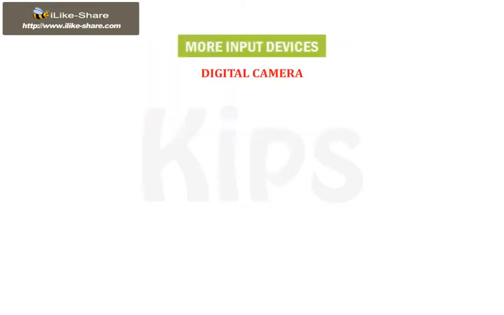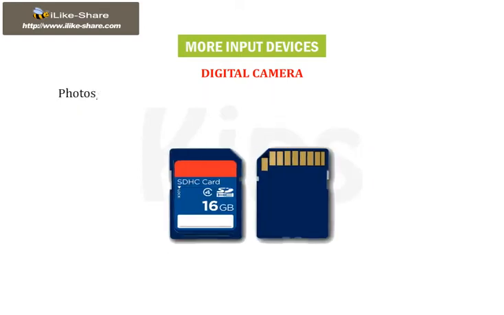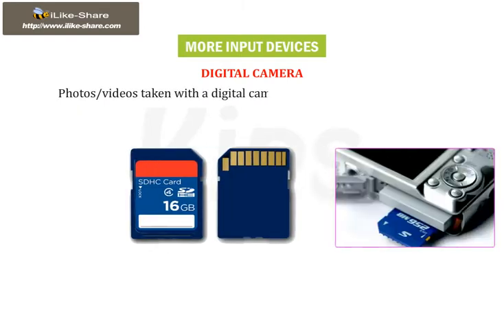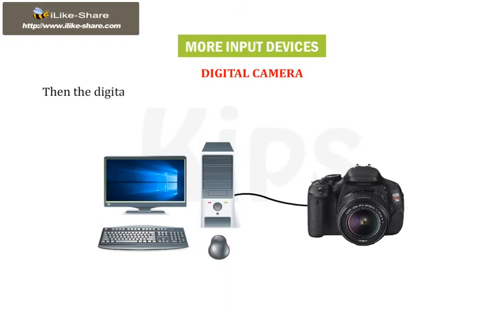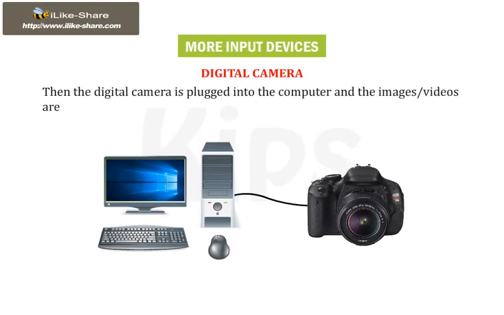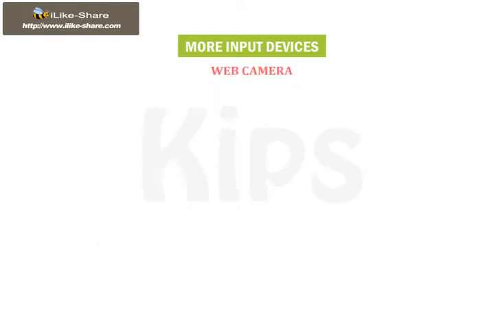Digital camera. Digital camera is used to take photographs and record videos. Photos or videos taken with a digital camera are stored in a memory chip inside the camera. Then the digital camera is plugged into the computer and the images or videos are transferred to the computer for storing, editing, printing, etc.